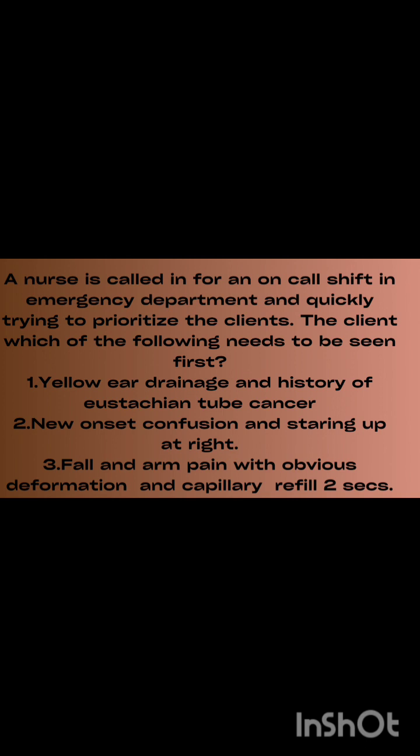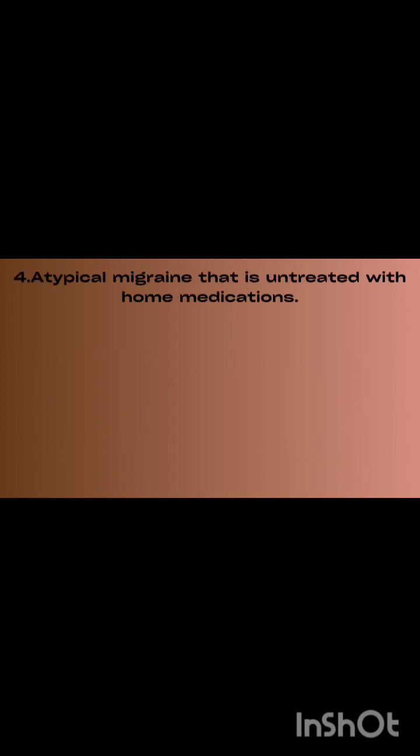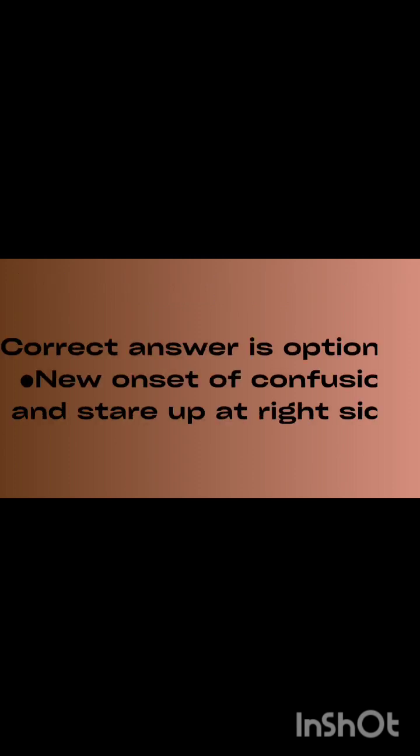Read out the answers. Yellow ear drainage and history of eustachian tube cancer, new onset confusion and staring, arm pain with obvious deformation and capillary refill 2 seconds. If I read all of them, I feel like patient number 1 is stable, number 3 is having pain, but I don't think it's an emergency. Next, move to the 4th option, a typical migraine that is untreated with home medication. His migraine was not treated, but it doesn't seem to be an emergency here. So as per my knowledge, I would say the right answer is number 2.